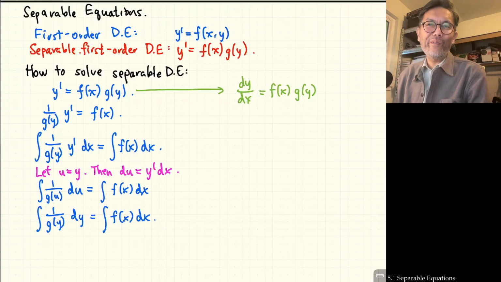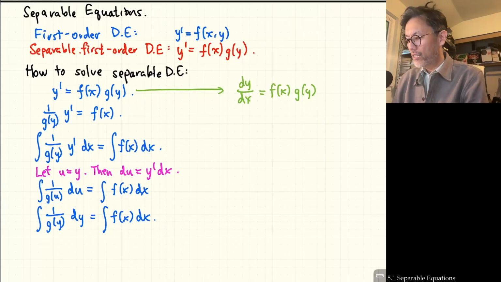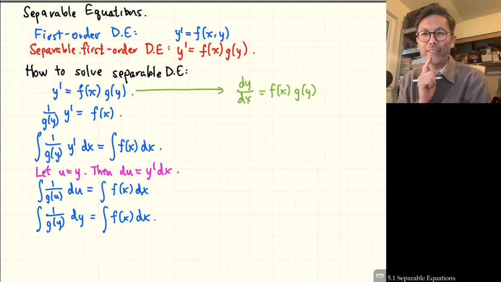Now, what are the things that involve x in this equation? Well, there's f of x, clearly. But now here's the part that's going to make people mad. There's also this dx here.